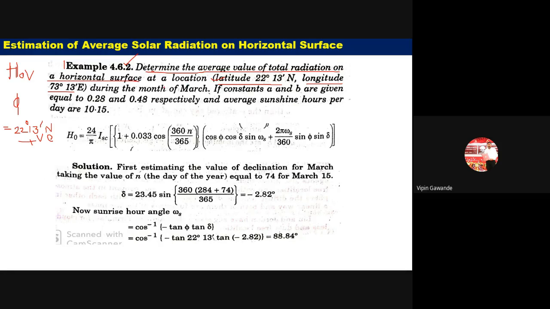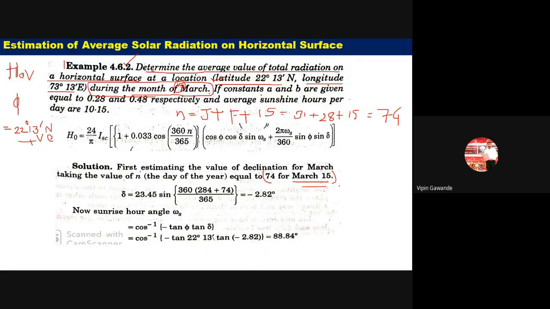The phi angle is given during the month of March. The day is not given, but while calculating the number of days, they have taken it as March 15. So you take this day as March 15, and we have to calculate the n value. This is January 31, then February 28, and for March it is 15. So 31 plus 28 plus 15, this value comes out to be 74. So n value comes out to be 74 for 15 March.